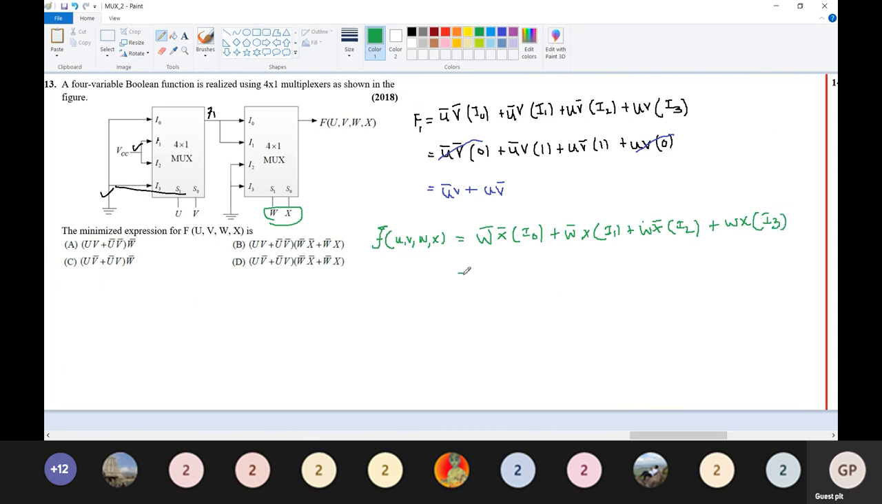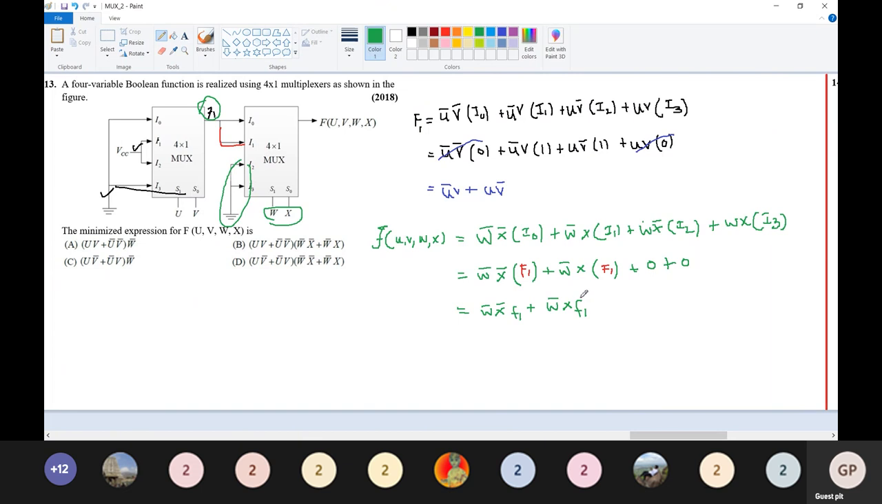Okay, so now we insert the input values here. W dash X dash, your I naught value here is F1. Plus W dash X into, what is the I1 value? That is also equal to F1. And I2, I3 are both equal to 0, so plus 0, plus 0. Therefore, the expression can be further written as W dash X dash F1 plus W dash X F1.